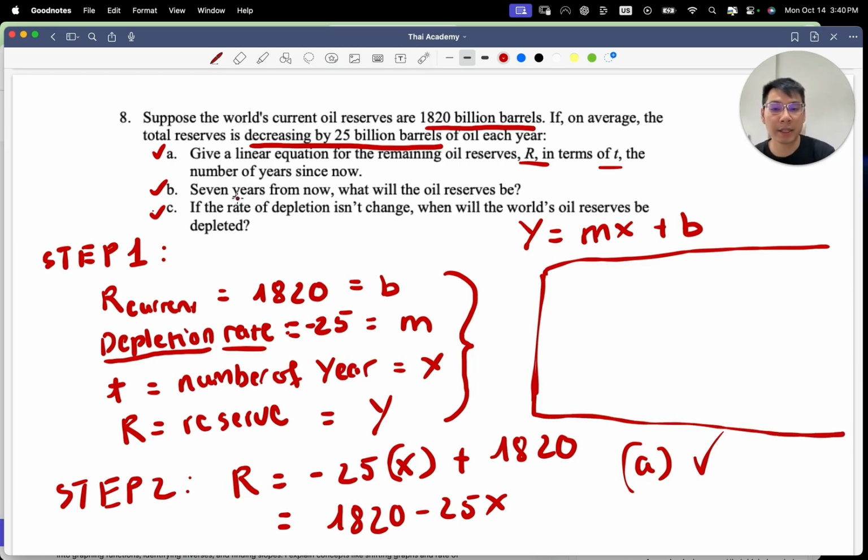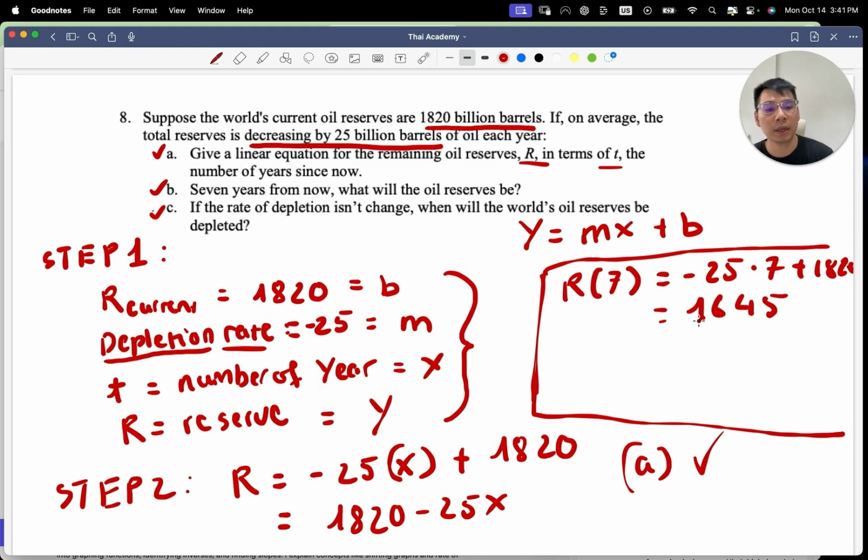Now for B, I'm going to do a short part over here. For B, they're asking 7 years from now, what will the oil reserve be? As we know that R equals negative 25x, where x is the t, we can then find R of 7 years from now, which is the input. So you have negative 25 times 7 plus 1820. That's going to give you an answer equal to 1645. Okay, so that's your answer for this equation.